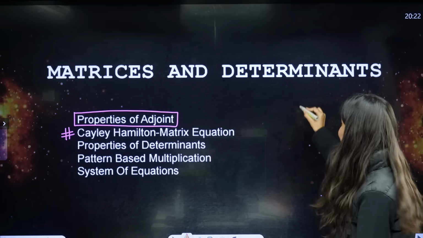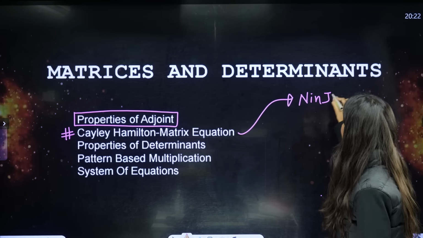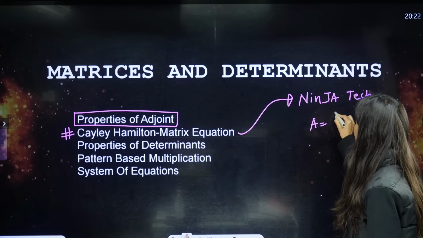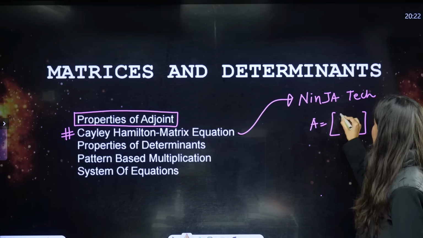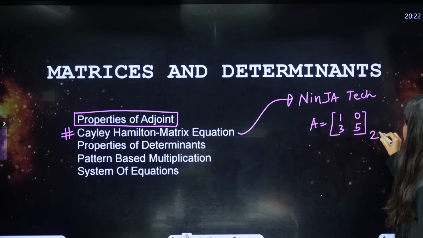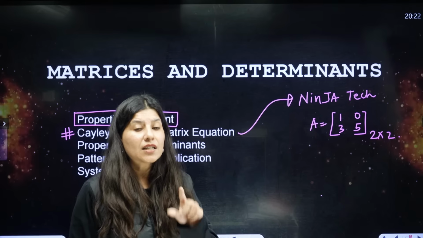Let me tell you the ninja technique of Cayley-Hamilton. Please remember this ninja technique. Ninja technique says suppose you have a matrix which is 2 cross 2, suppose 1, 0, 3 and 5. This is a 2 cross 2 matrix. Now based on this 2 cross 2 matrix, you can write an equation.